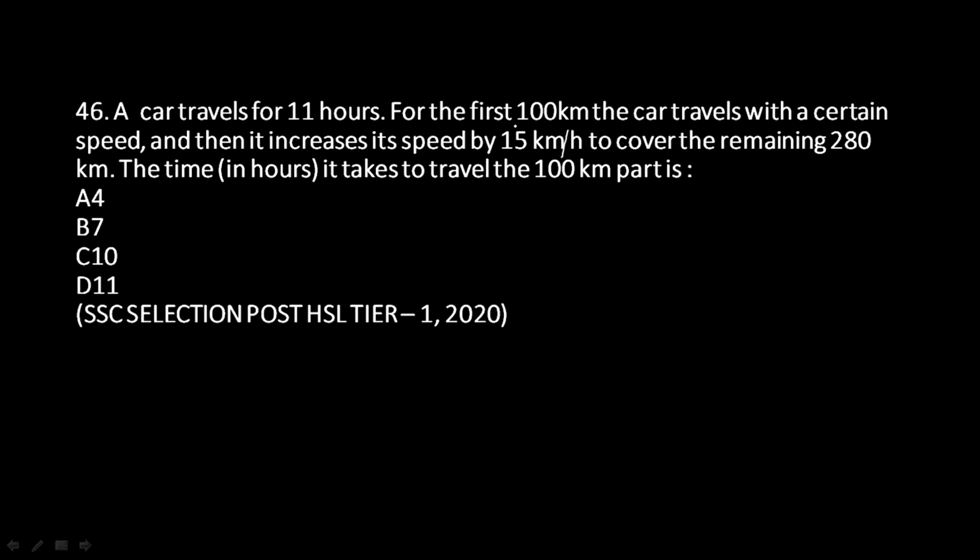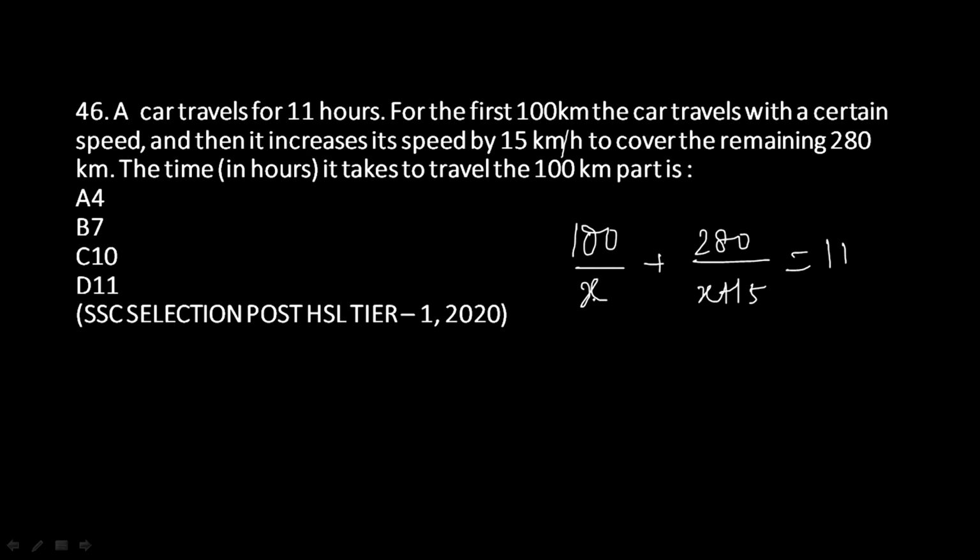So the first 100 km at a certain speed x, plus the next 280 km at speed x plus 15 km per hour, is equal to the total time, 11. So we can assume the value of x so that the summation will become 11, right?